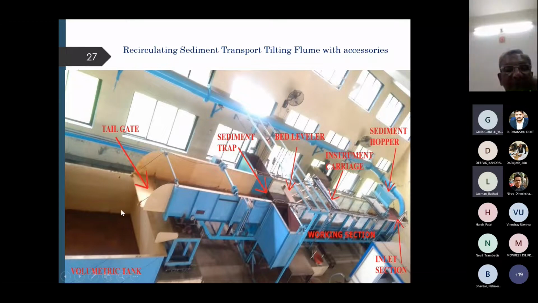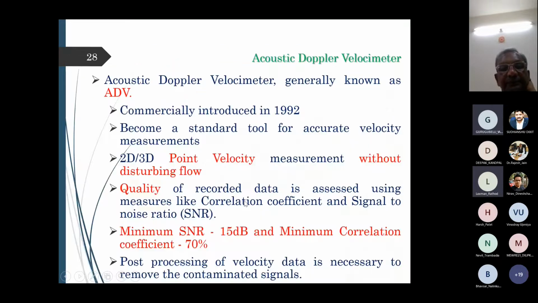And after the water comes into this reservoir, it is again pumped into this pipeline, and again it is fed into the upstream side. So this is a self-recirculating arrangement present over here, right? I hope you might have understood this experimental setup.